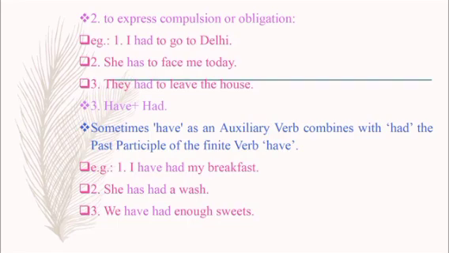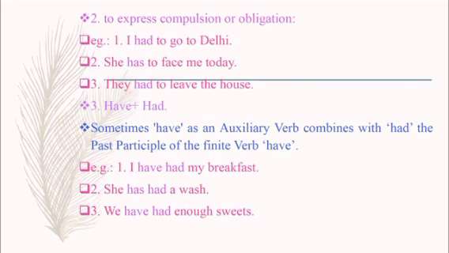The third function is have plus had. Sometimes have as an auxiliary verb combines with had, the past participle of the finite verb have. Example sentences are: I have had my breakfast. She has had a wash. We have had enough sweets.